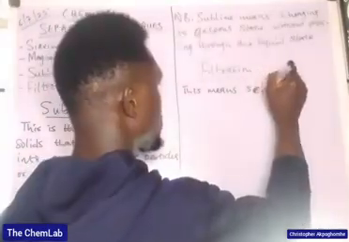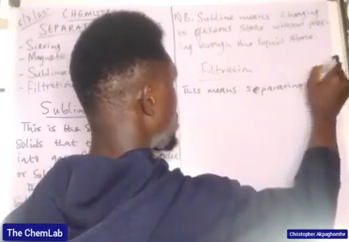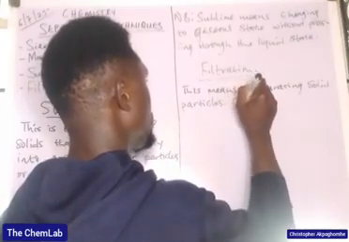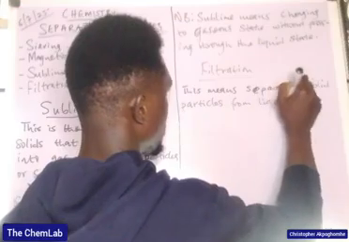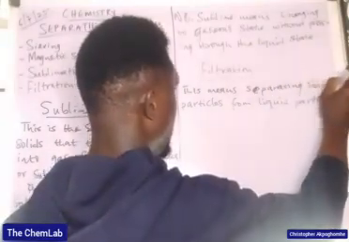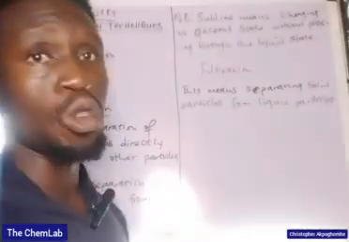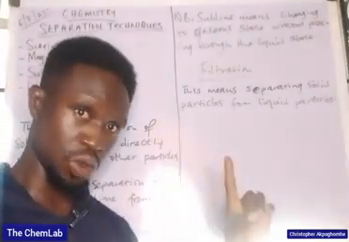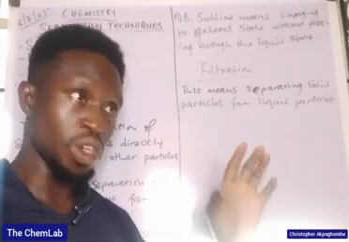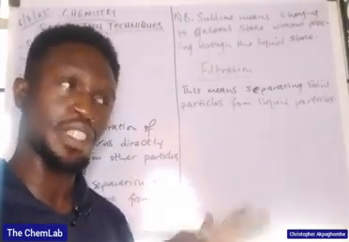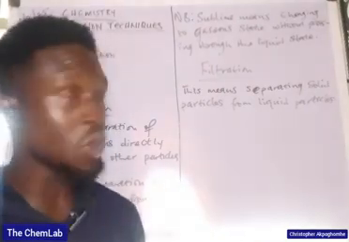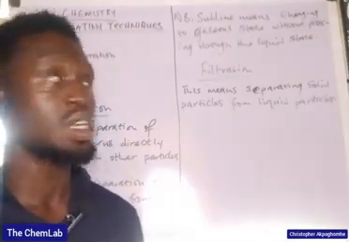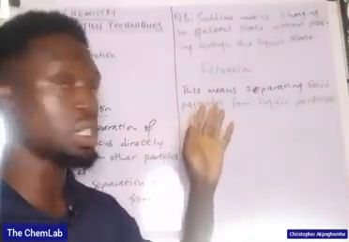So, filtration means separating solid particles from liquid particles. Now, let me quickly say this. There's a difference between filtration and sieving. Sieving is separating solid particles only, but in sieving, the solid particles are of different sizes. While filtration is separating solid particles from liquid particles.